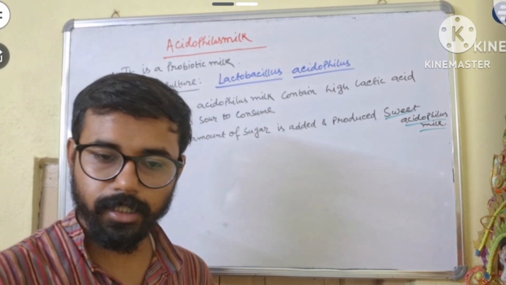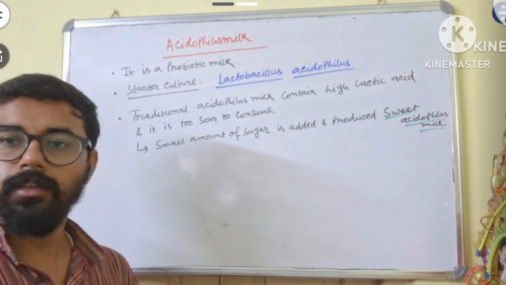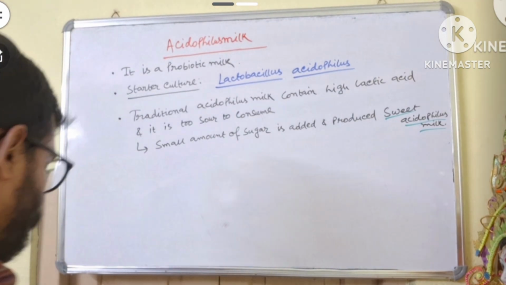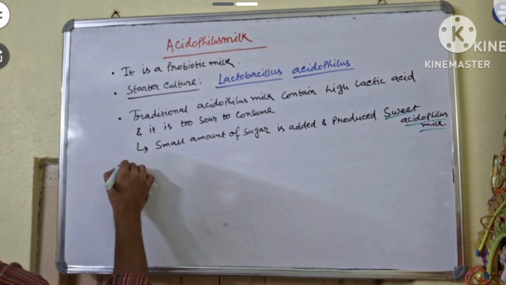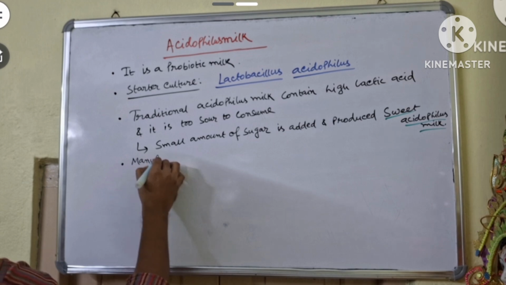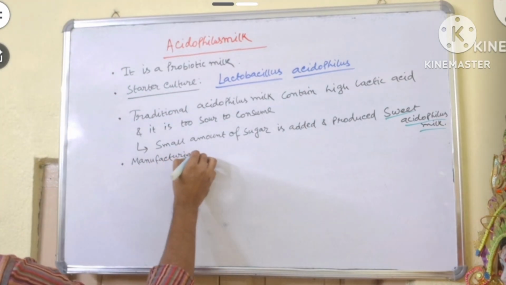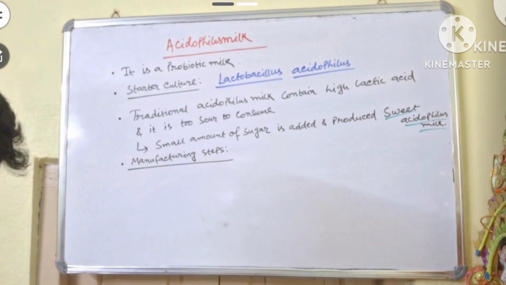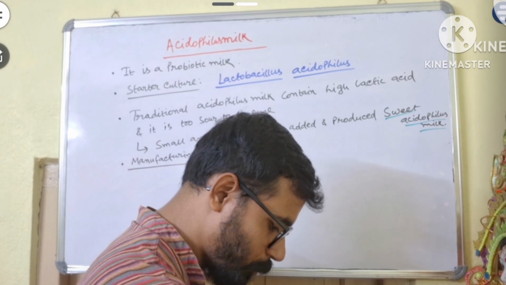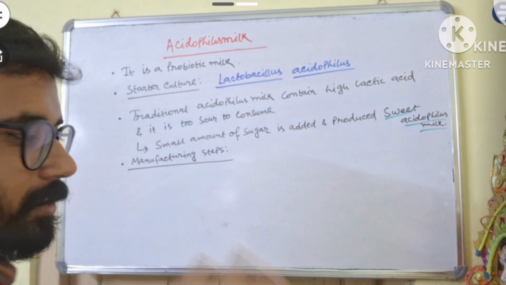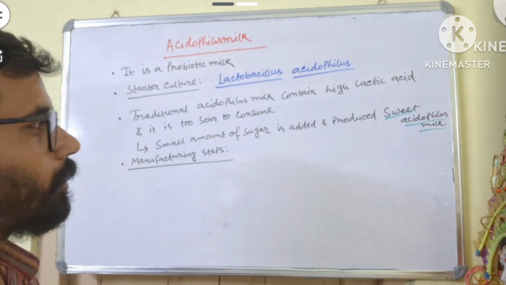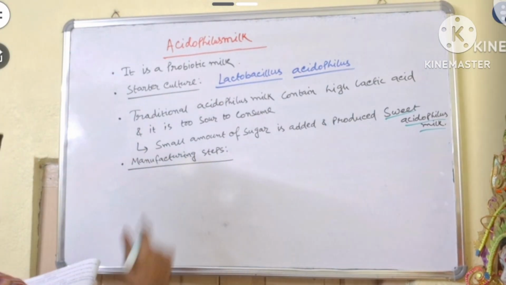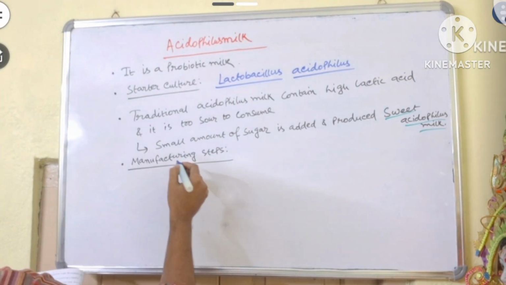It is used for economic purposes ultimately. So sweet acidophilus milk can be used by all people. Manufacturing steps. And Indian people love sweet. Indian people are crazy about sweet sugar. So some sugar must be added. That's why the diabetes rate is high, with insulin problems maximum here.